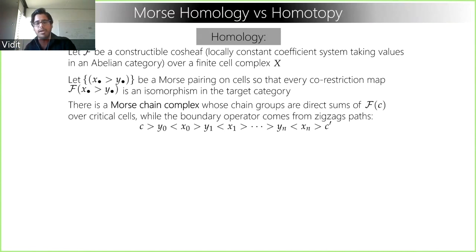So down, up, down, up, down, up. And that gives you a gradient path. If you're familiar with smooth Morse theory, this is just like the flow line against the gradient flow of a smooth function.